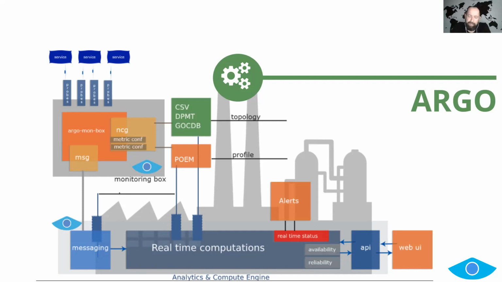Two important bits that you can see on this picture, I hope you can see my pointer, but if you can't, I'll just say it: topology and profile. These two things are what we call sources of truth. They're basically the databases that describe the world that Argo is supposed to be monitoring. Everything else is machinery that does something, but these two things, topology and profile, are the core information that Argo needs in order to know what to monitor and how.